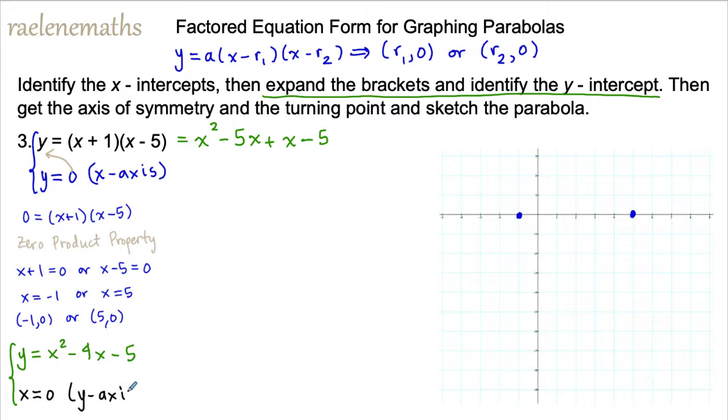To get the y-intercept, we do another intersection with the parabola and the y-axis, whose equation is x equal to 0. Now we eliminate x by replacing x in the green equation with 0. This gives us that y is equal to -5, and so we can see the y-intercept is located at (0, -5).